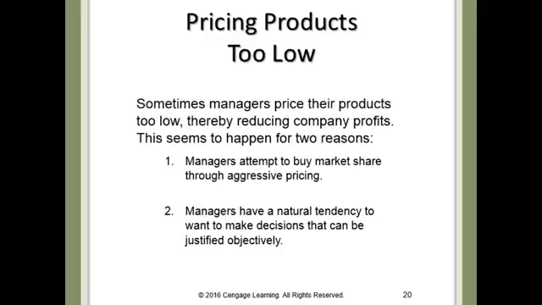What you need to realize here is that sometimes pricing products too low can reduce company profits. It tends to happen for 2 reasons, as you can see here. The company is attempting to buy market share through aggressive pricing, more sales, increased market share, and managers have a tendency to make decisions that can be justified objectively.